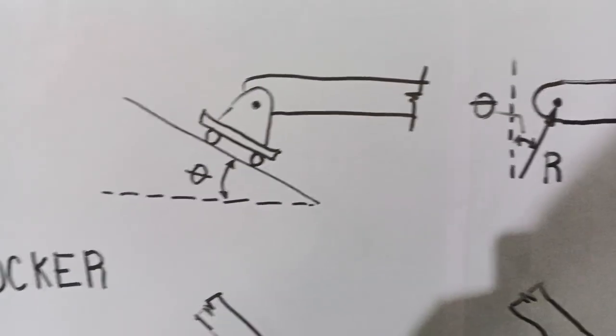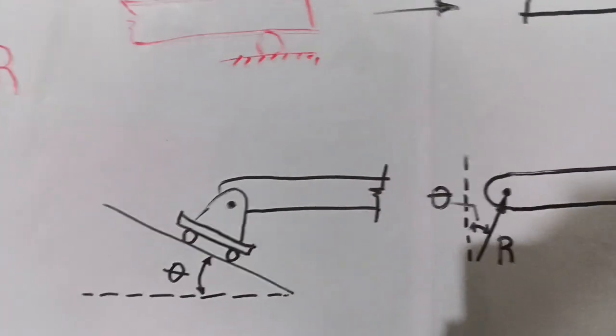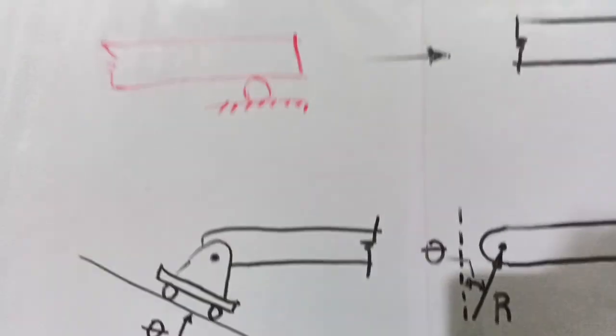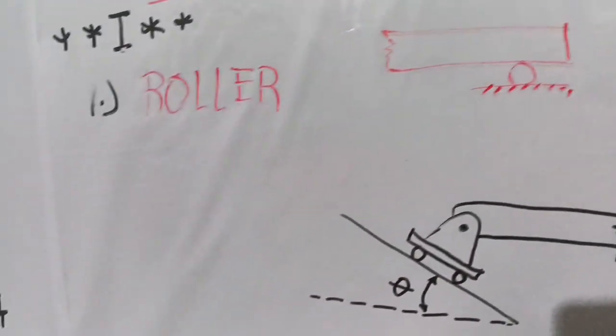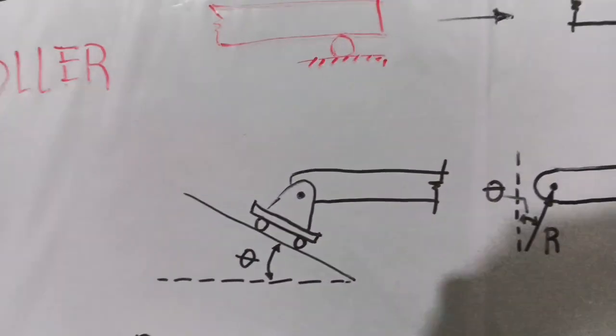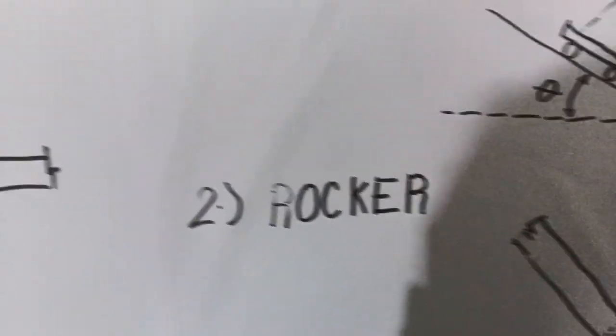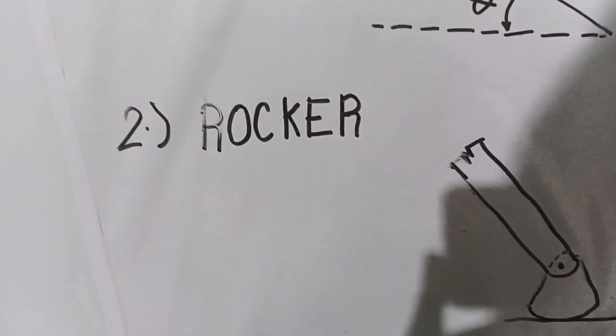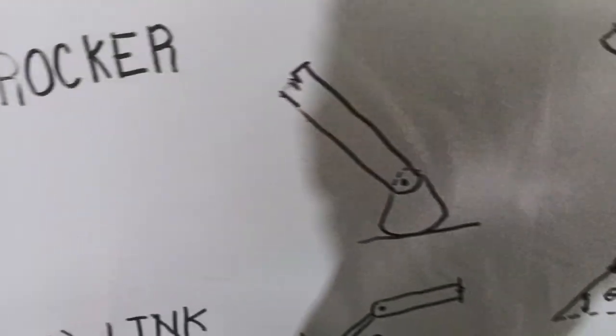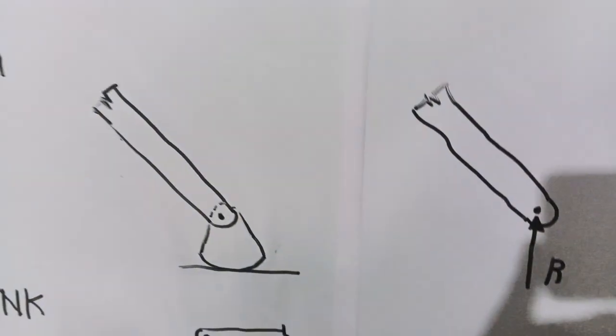Okay, so tapos na tayo sa roller, which is one of the most basic supports that we use in order for us to solve our problems in structural analysis. Okay, so mostly used yan. Okay, so we have second is rocker. Okay, so ganito lang siya, basically.